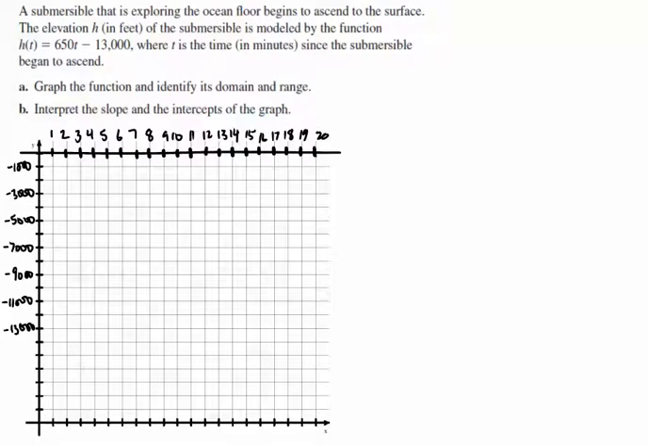In example number 6, we have a submersible, which is kind of like a submarine, something that explores the ocean floor. It begins to ascend to the surface. The elevation h, for height, in feet of the submersible is modeled by the function h of t equals 650t minus 13,000, where t is the time in minutes since the submersible began to ascend. We want to graph the function and identify its domain and range. And second, we want to interpret the slope and the intercepts of the graph.